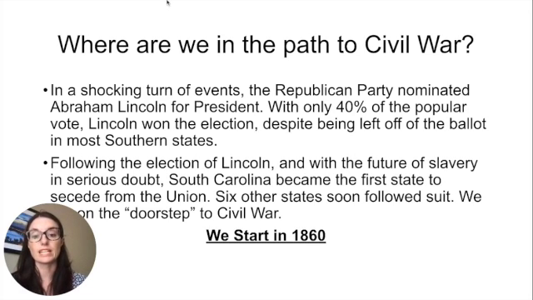Following the election of Lincoln, and with the future of slavery in serious doubt, South Carolina became the first state to secede from the Union. 6 other states soon followed. We are on the doorstep to the Civil War, and we've already learned that. So we pick up where we left off after South Carolina and the 6 other states seceded, and that is in the year 1860.